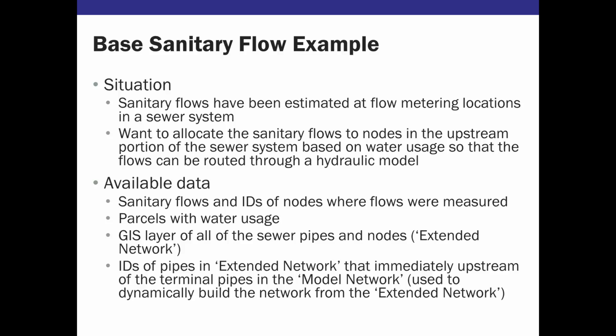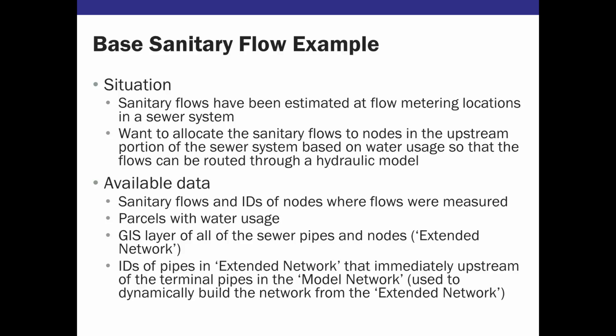All you have to do to specify the extents is provide the IDs of the pipes in the extended network that are immediately upstream of the terminal pipes in the model network. With that information, CAPE will pull up the extended network, look for those pipes that you've just specified, go one pipe downstream and start tracing, and trace all the way downstream, and that will define the model network.